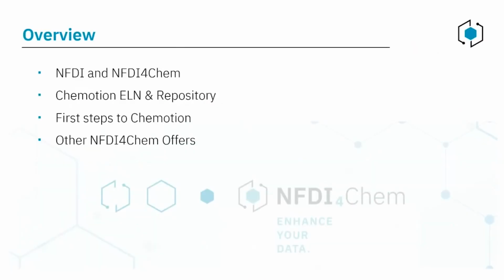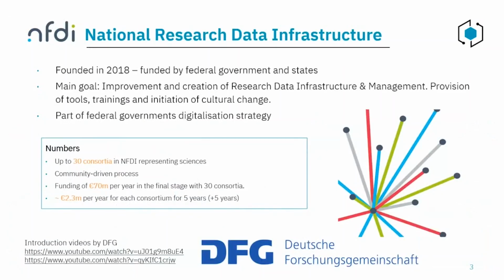Just a brief overview of what we're going to talk about today. We will talk a little bit about NFDI and NFDI for Chem, so you can see in what context the ELN has been developed. We'll then talk specifically about the Chemotion ELN and the repository integration, some first steps, how you can get towards using Chemotion, and then some other NFDI for Chem offers that may be of relevance to you.